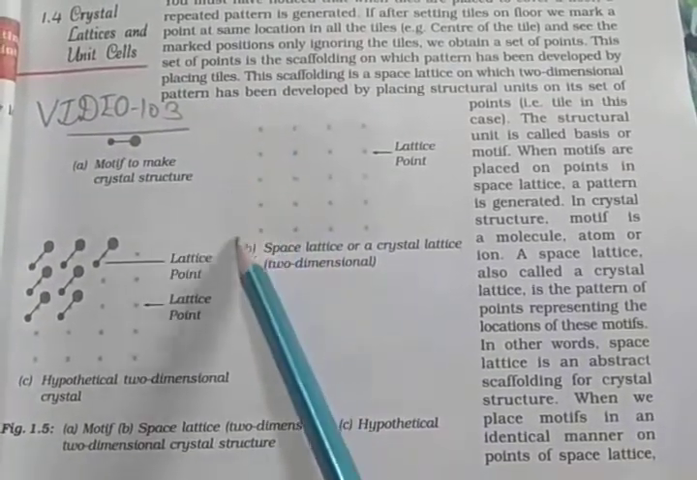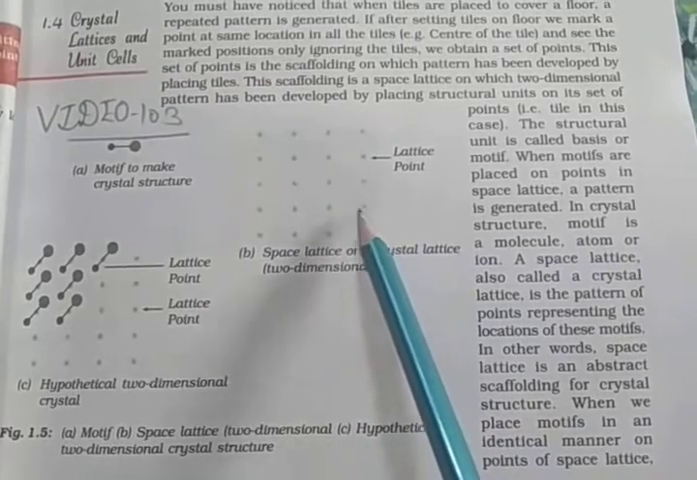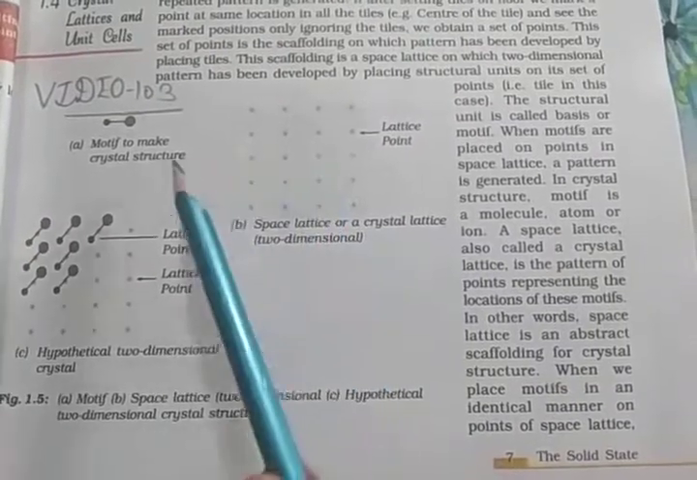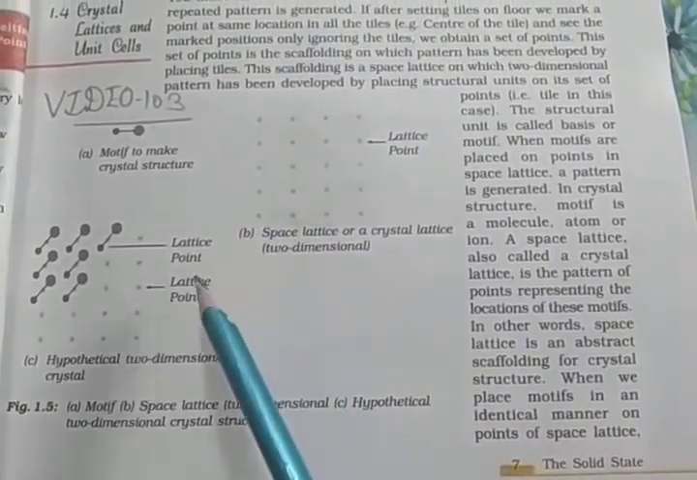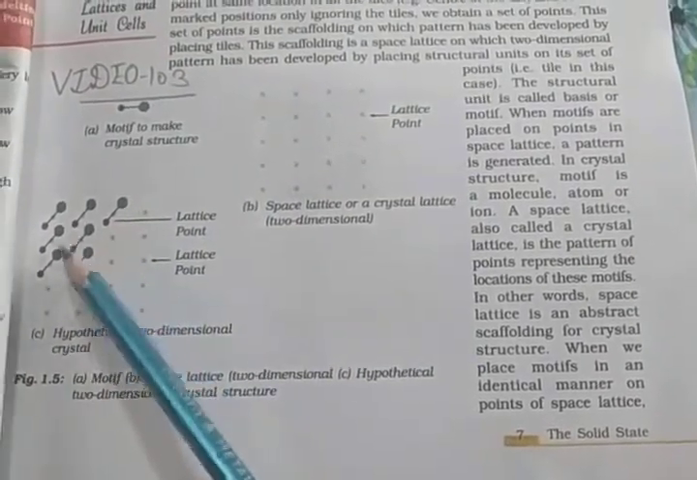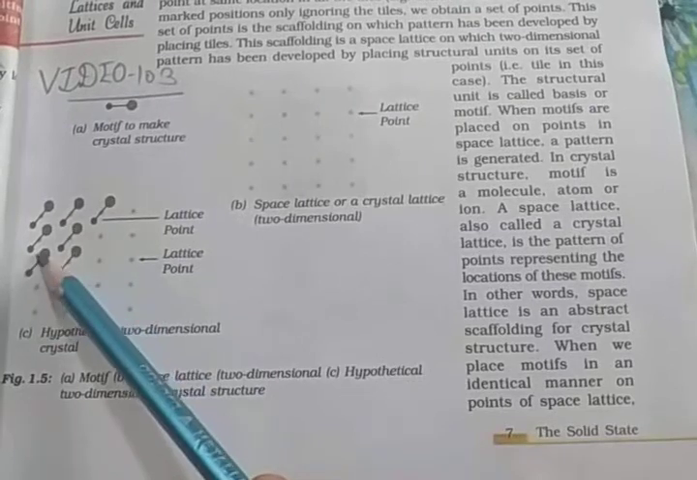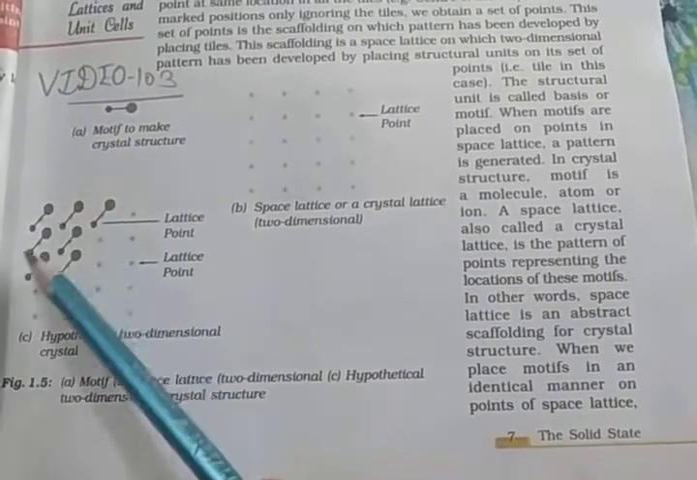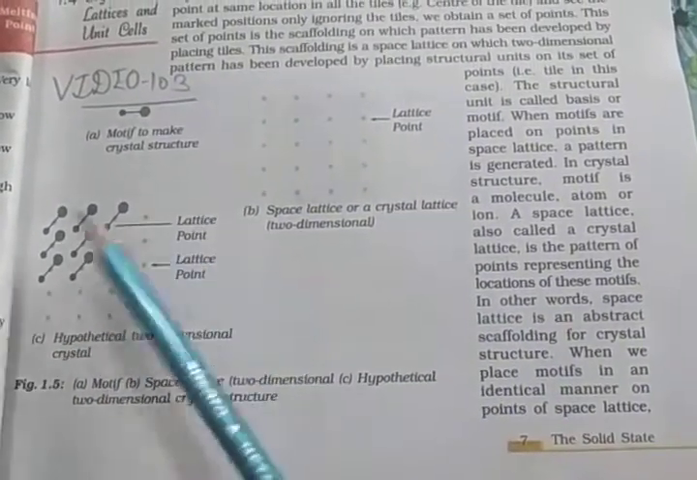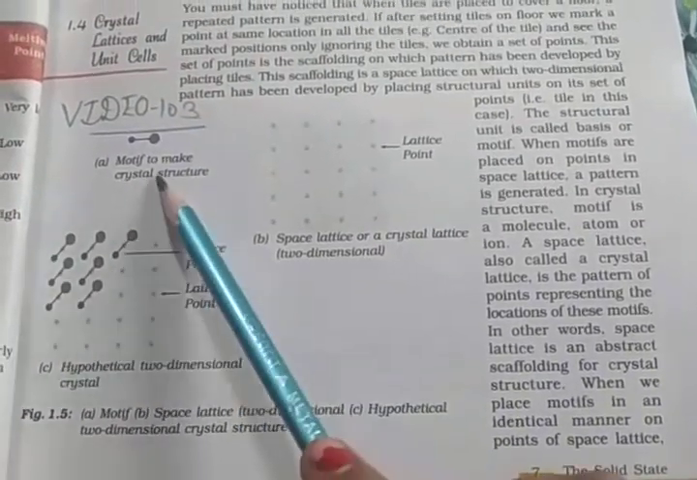Crystal lattice is the pattern of points representing the location of the motif. In other words, space lattice is an abstract scaffolding for the crystal structure, clear? Then when we place the motif in an identical manner on the lattice points, here you see this is the lattice point, and on the lattice point we arrange the motif, we obtain a hypothetical two-dimensional crystal. This is the motif.